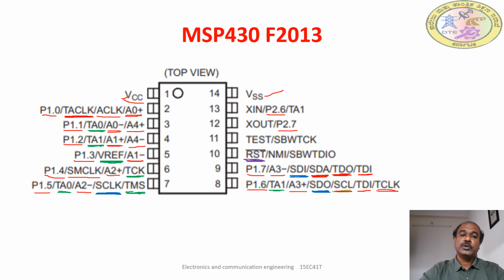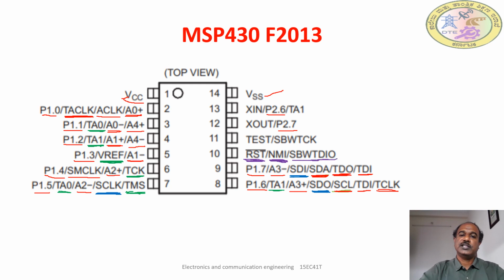Or if you don't want to use this pin number 10 for the reset function, you can use it for the alternate function, that is NMI. NMI stands for non-maskable interrupt. So if there is any interrupt coming from the external world, that can be given to this pin, that is non-maskable interrupt. This pin number 10 also has a third function.